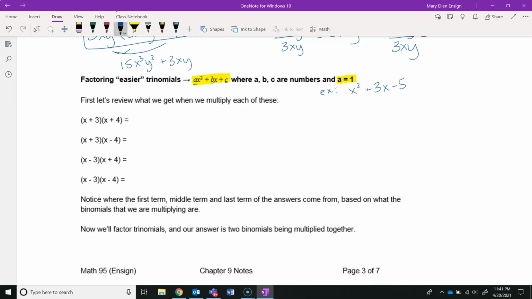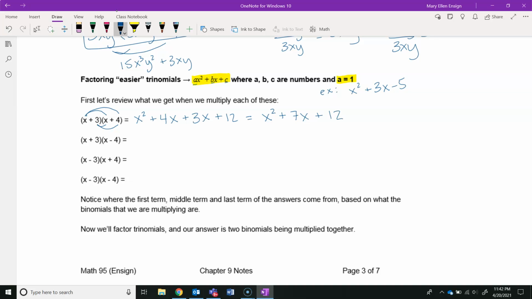Before we get into this, let's first review our multiplying. So let's just forget about factoring for a minute. Take each of these problems and multiply it and see what you get. So x times x is going to give me x squared. x times 4 is plus 4x. Then plus 3x. And then plus 12. Okay, and then I see that I can combine those like terms in the middle. So I get x squared plus 7x plus 12.